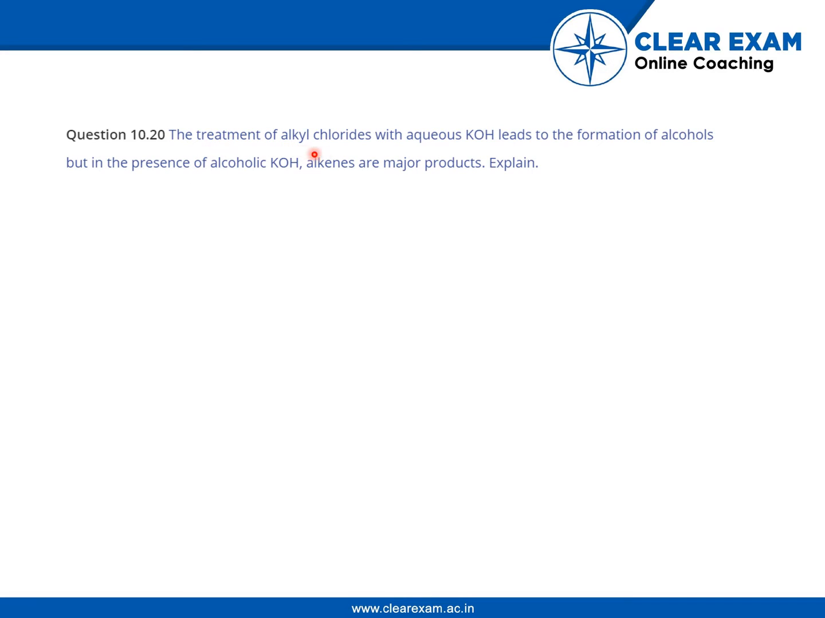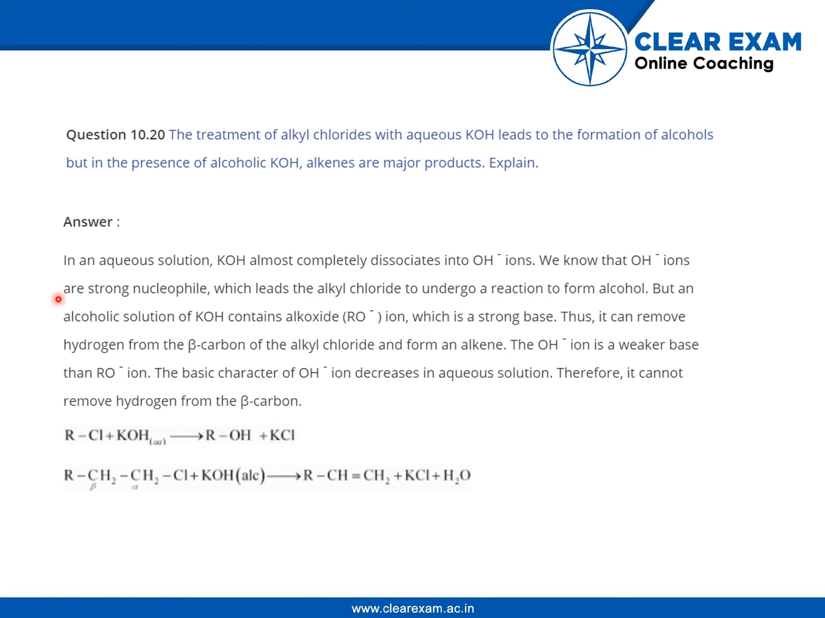Question: the treatment of alkyl chlorides with aqueous KOH leads to the formation of alcohols, but in the presence of alcoholic KOH, alkenes are major products. Explain. In an aqueous solution, KOH almost completely dissociates into OH- ions. We know that OH- ions are strong nucleophiles, which leads the alkyl chloride to undergo a reaction to form alcohol.